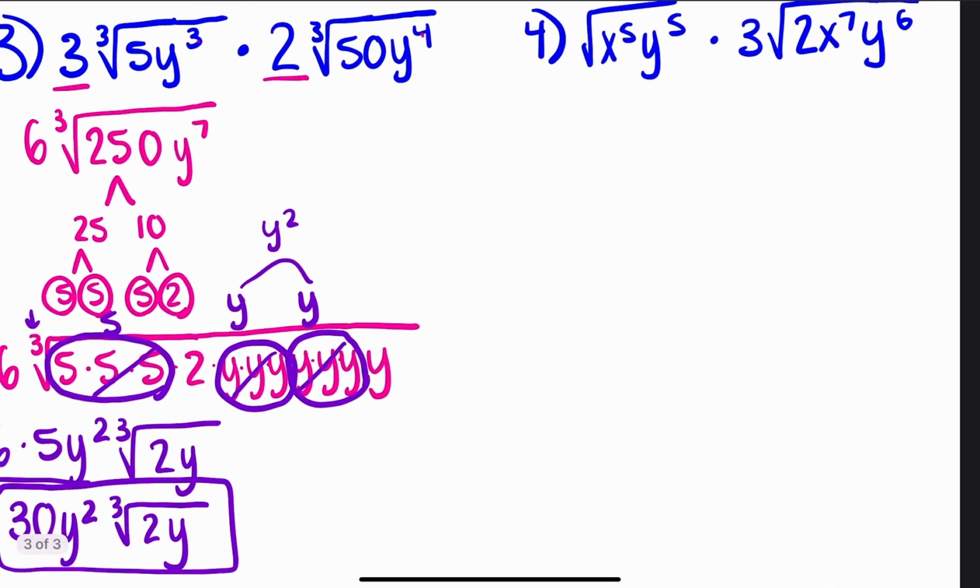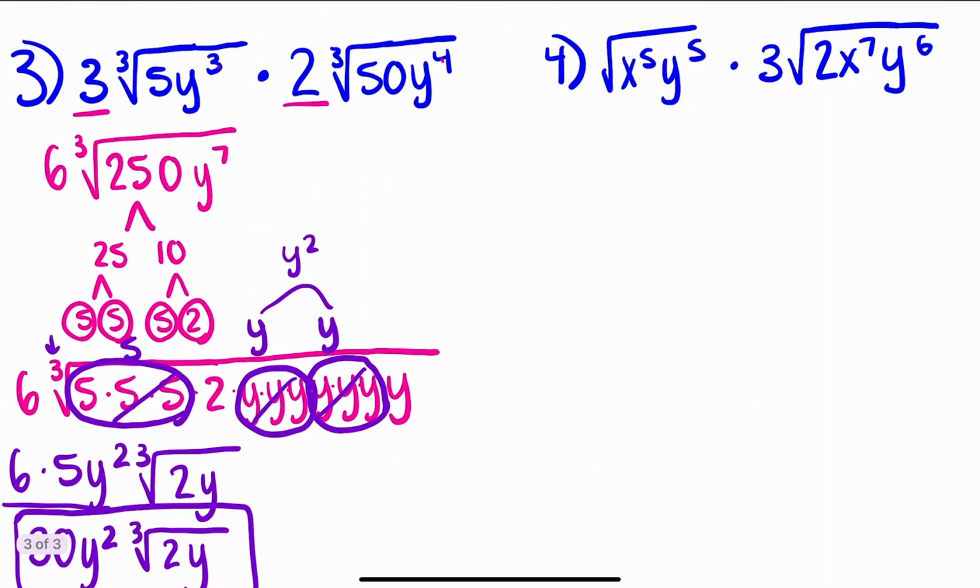All right. Last one. I actually think that was maybe the hardest one. We'll see. Okay, so check your index. There's nothing there, so they're both squared.